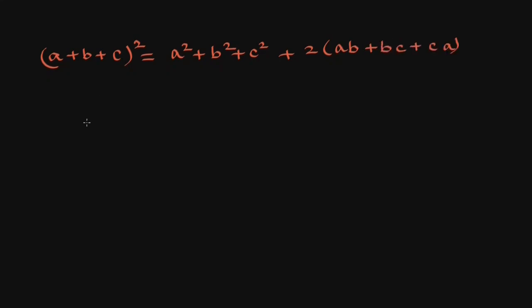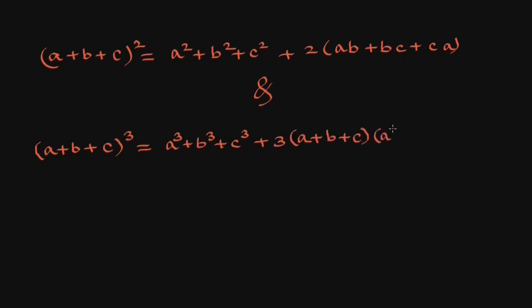In this video, we will see how we can use the square of a trinomial, (a plus b plus c) whole square equals a square plus b square plus c square plus 2 times (ab plus bc plus ca), and the cube of a trinomial, (a plus b plus c) whole cube equals a cube plus b cube plus c cube plus 3 times (a plus b plus c) into (ab plus bc plus ca) minus 3abc, in problems based on DeMoivre's theorem.